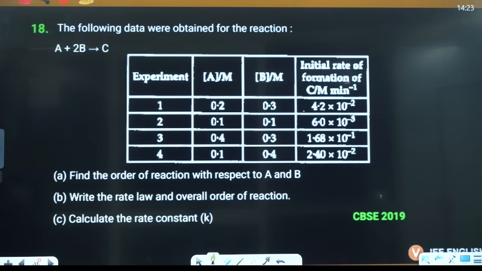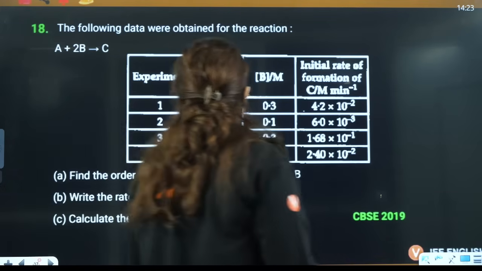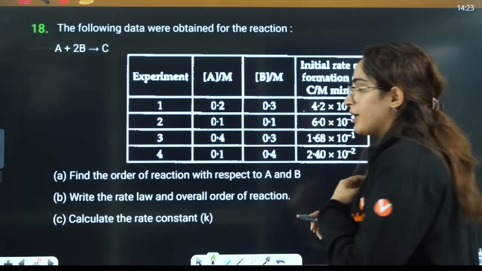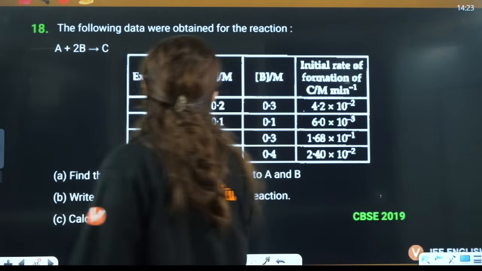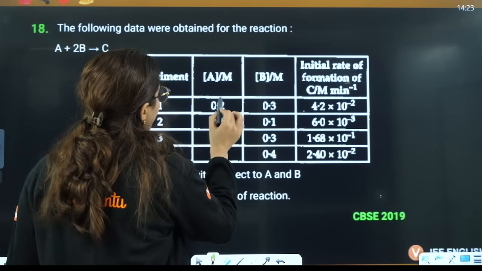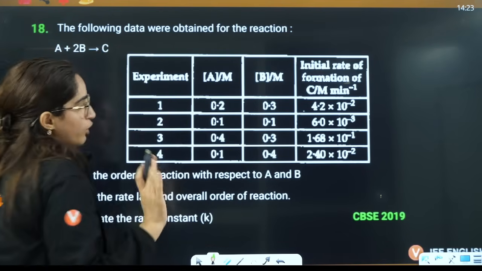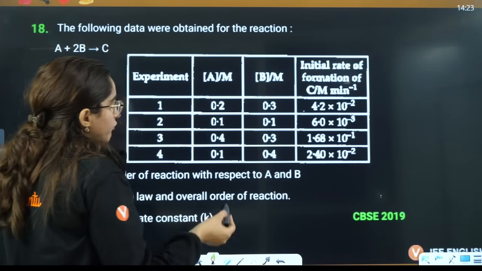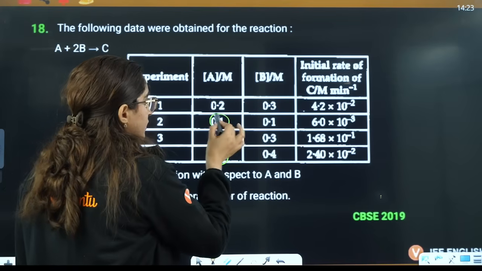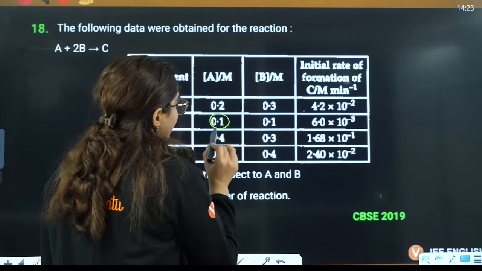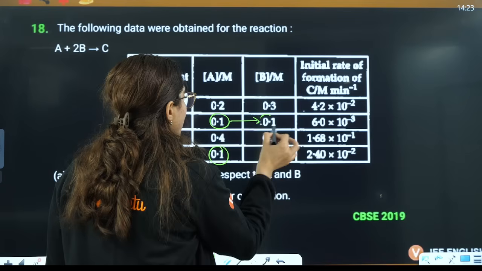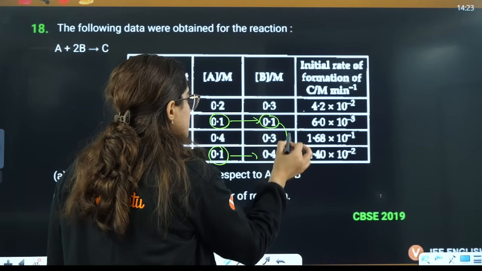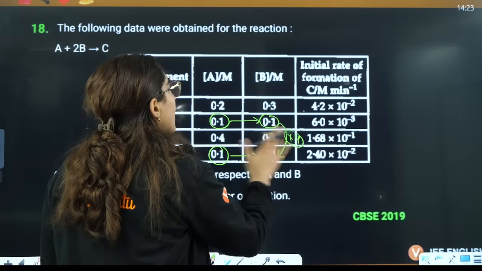If you see, this is the order. Now here, if I go from A to B, just keep any of this constant. If you want the order of the reaction, A is constant here. So if A is constant, here it is 0.1 and here it is 0.1. This is increasing by 4 times.